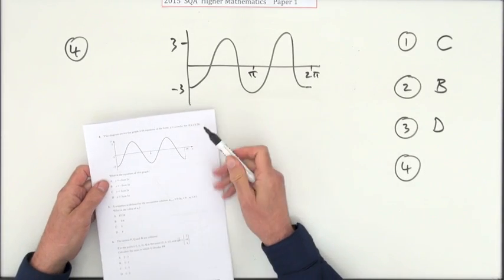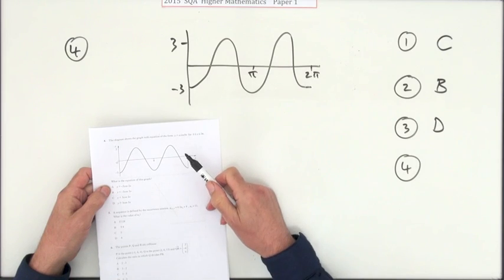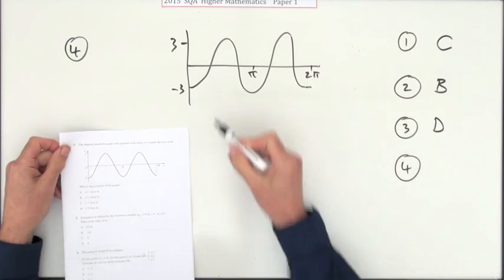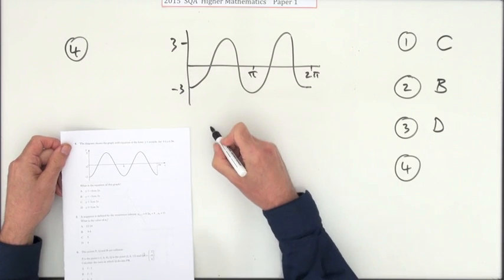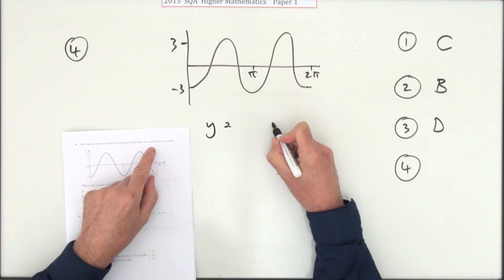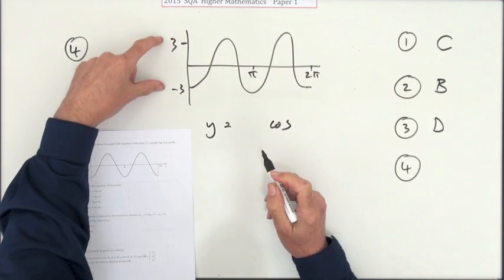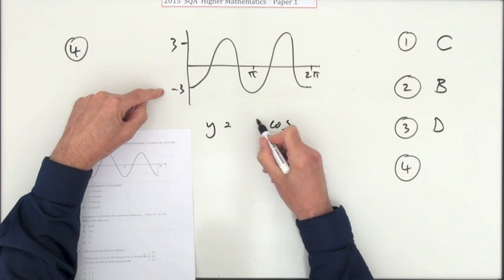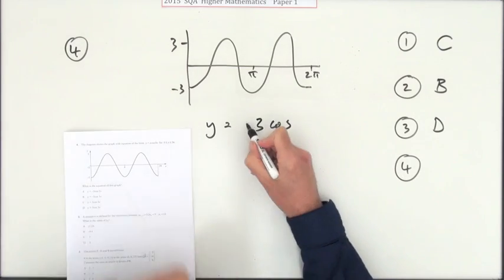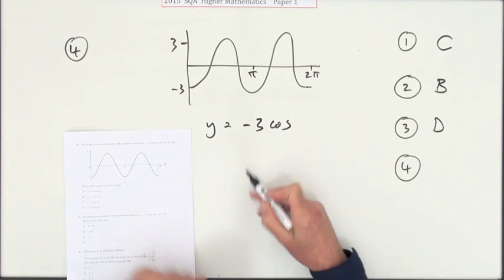Number 4. What's the equation of this curve here? Well, it's obviously a cosine because it's not starting there, so I've got y equals cos, but it told you that anyway. Now the amplitude, it's going up and down 3, so it is a 3, but it's upside down, so it's a negative 3.